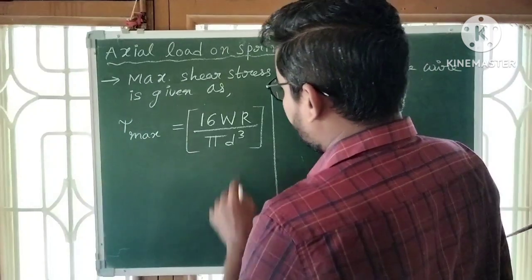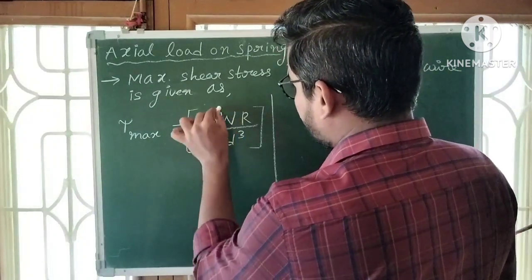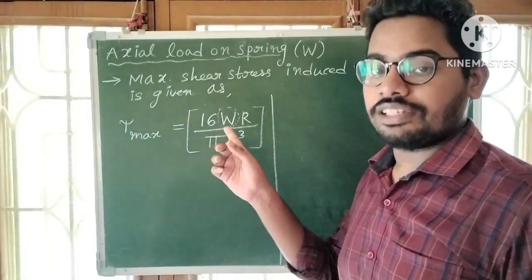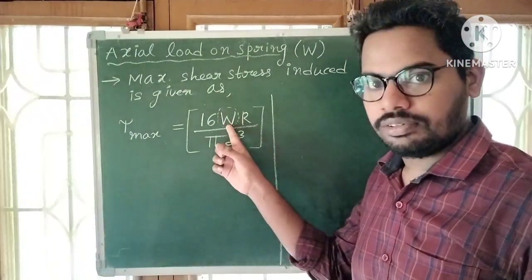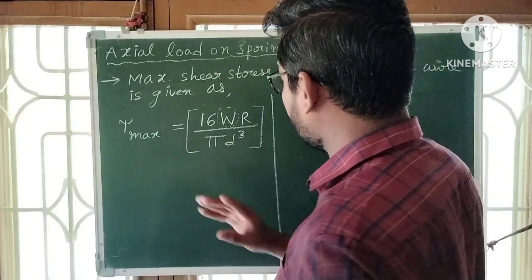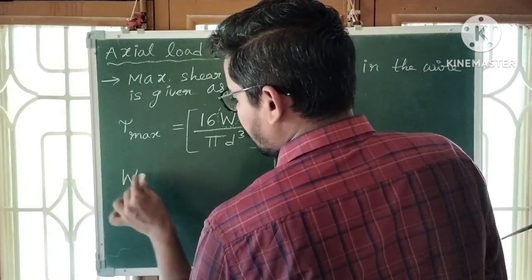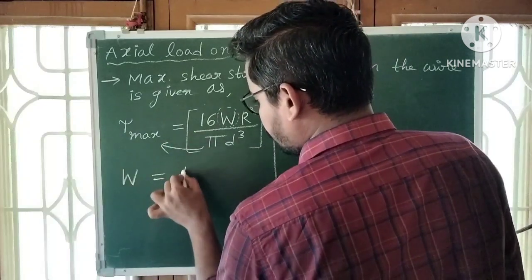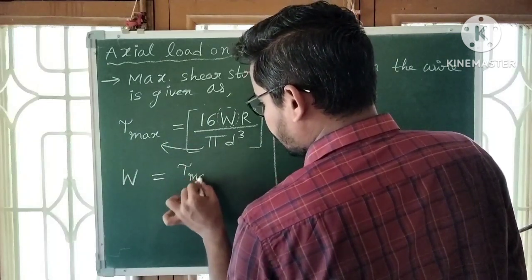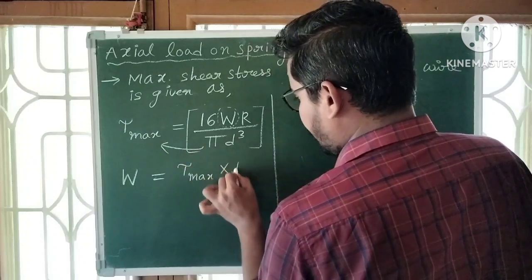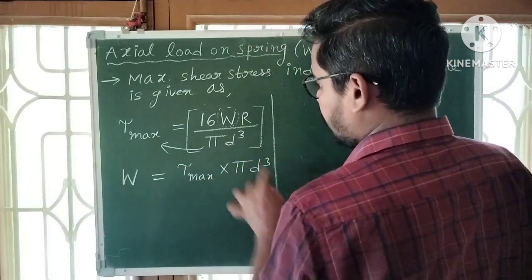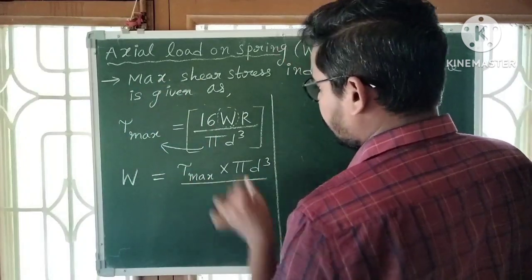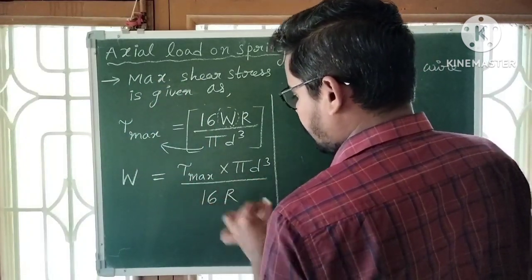So here we need W. What is W? W means axial load on spring. That is what we need. Just transpose all the terms. Then W is equal to, I need only W. Transpose pi d cube. Division becomes multiplication, now tau max into pi d cube. 16R, multiplication becomes division, so divided by 16R.